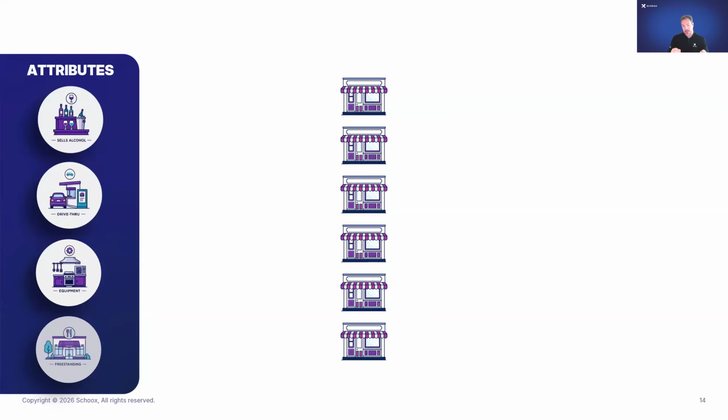So as I mentioned, we can think about how a restaurant can be classified, identified, and broken down based on whether it could sell alcohol, have a drive-through, have equipment, or be a freestanding location. These are just some examples that you might have. But what we do with this is we have that ability to say, I need every location that has a drive-through.